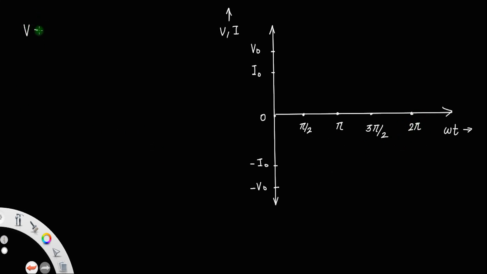Now we have V equal to V0 sine omega t and I equal to I0 sine of (omega t minus pi by 2).